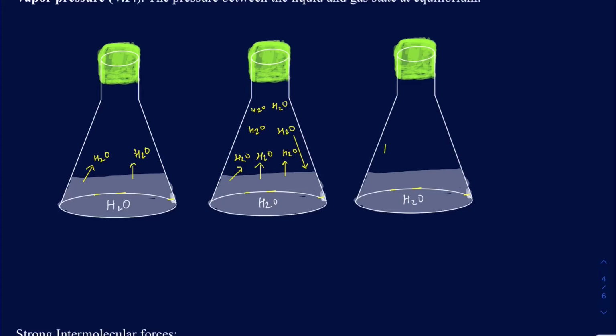So eventually, the rate of evaporation and the rate of condensation will equal one another. What that really means is the amount of water molecules evaporating and the amount of water molecules condensing are going to be the same. So I can draw 3 arrows going up, and then 3 arrows going back down, which tells you the rate of evaporation is the same as the rate of condensation there.